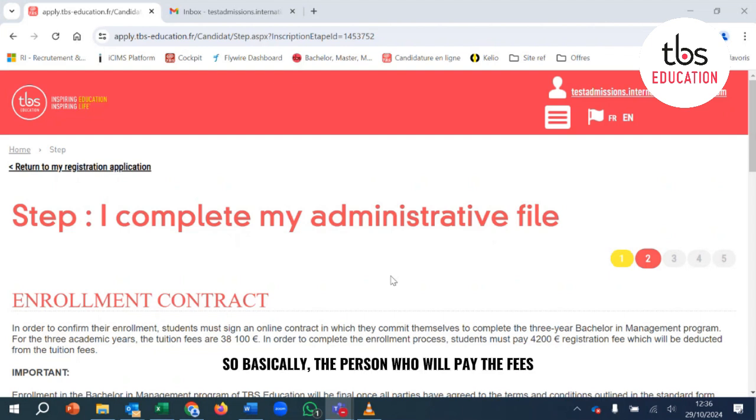So basically, the person who will pay the fees if at some point during the year you can't for whatever reason. Also, I would like to emphasize that you cannot be your own guarantor. It must be a different person, so one of your relatives, for instance, such as your parents, sibling, or even a friend.